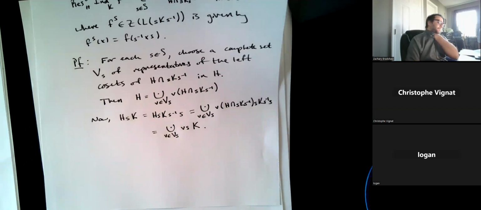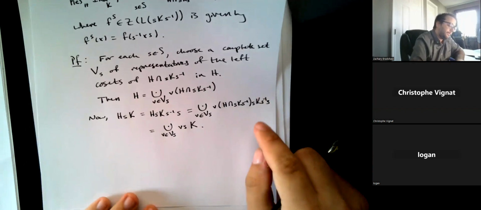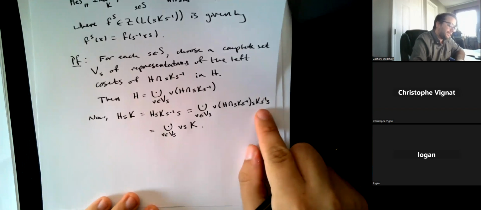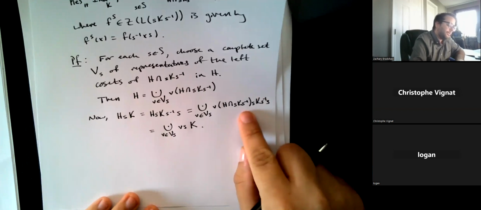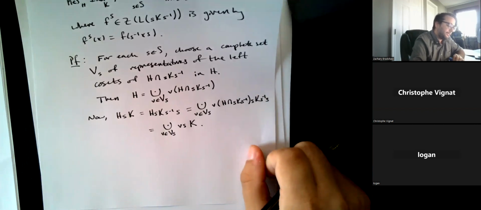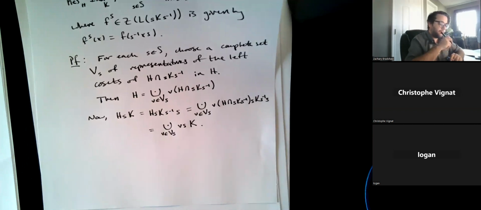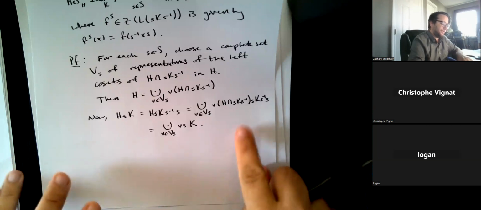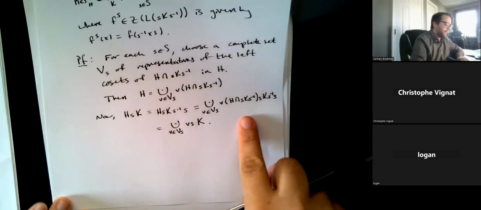So this sKs inverse will do nothing to this intersection. Ooh, I think I may need to think about this one again. Okay, I don't want to focus on this. Let's take this for granted for now, and maybe we can come back to it later.